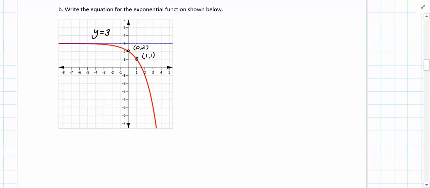Okay, for part B, we're trying to figure out what equation is represented here, and we know that it's exponential. So I know my function is going to be f of x equals something to the something, and then I know right away it's going to be plus 3 because my asymptote has been moved up 3 units up to there. That's 3 units right there, so I know that part.